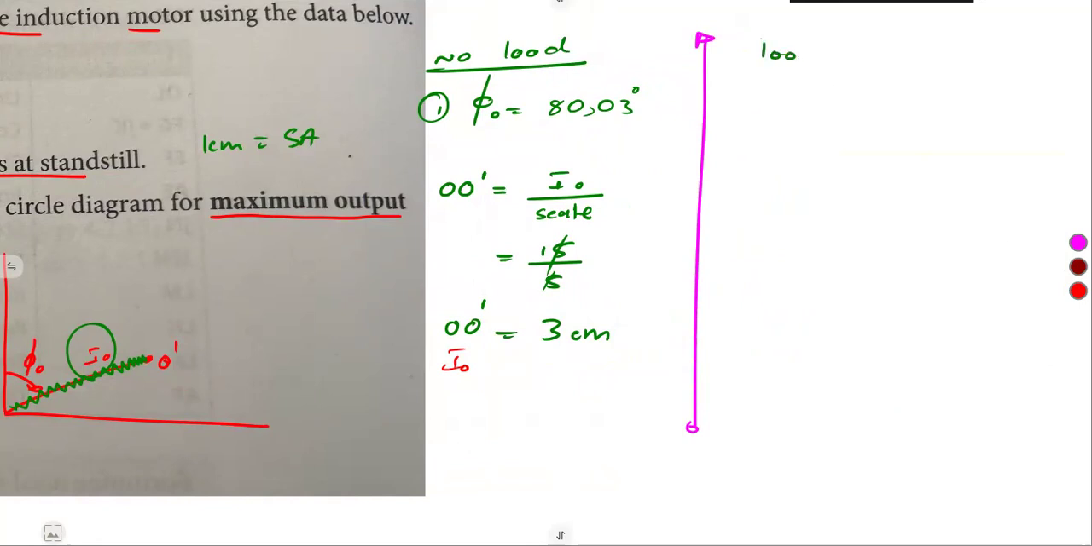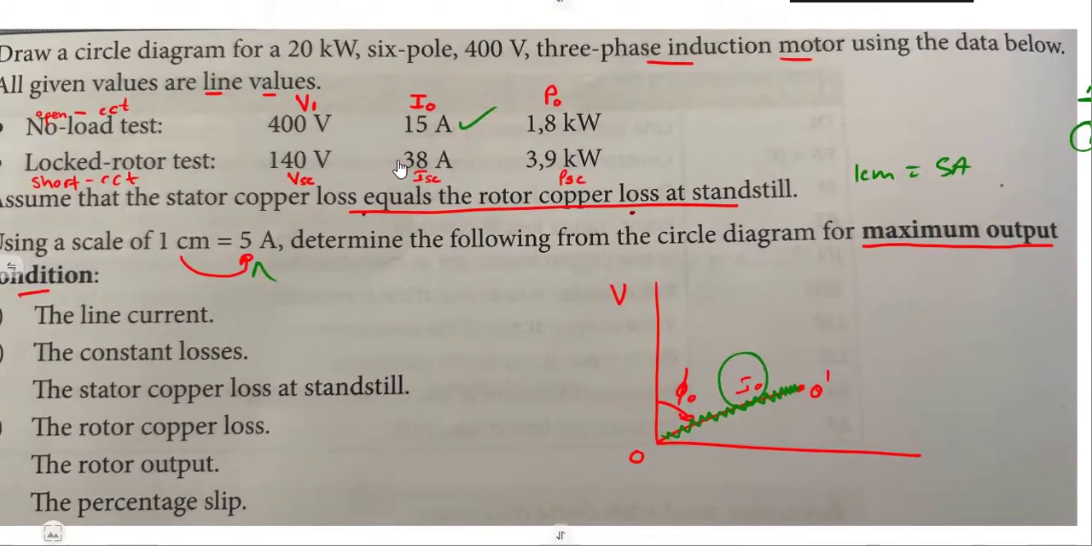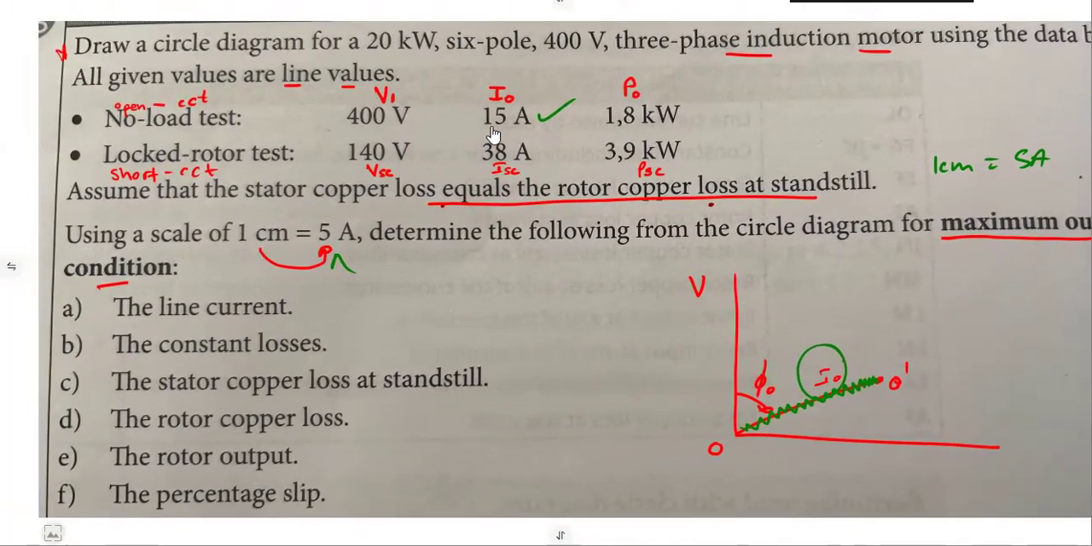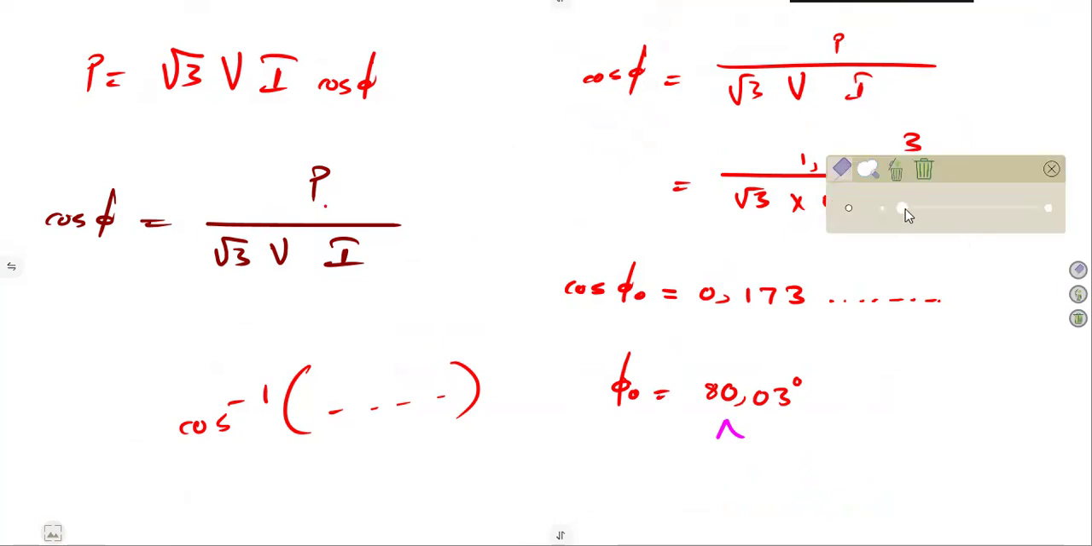So this one is going to be for the locked-rotor test, which is our short circuit. In this case, we are going to need the phase angle. Just like the previous case, we do not have the power factor, but we have the power, the current, and the voltage, and these are line values. So we can still use the formula that we used before, but this time we are simply going to use short circuit values.